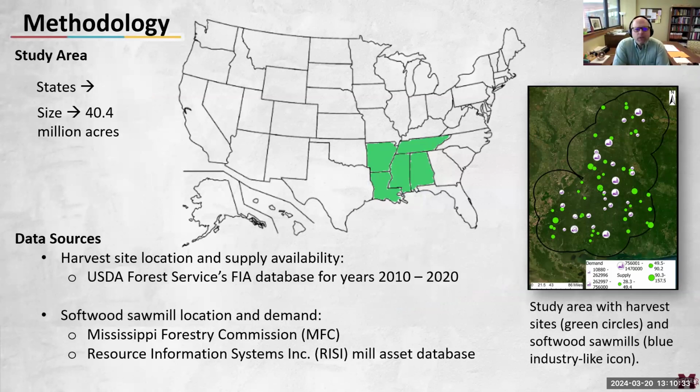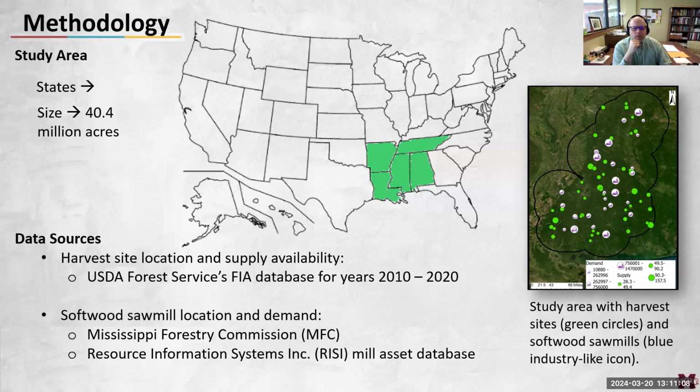So to our methodology, again, our study area here, as you'll see, both on the larger map and then the smaller one, we're looking at sawmills in Mississippi, but we had to include harvest sites that were outside of Mississippi because typically a sawmill has a procurement radius of 50 or so miles. That's a good round number. That's how far they're willing to go.